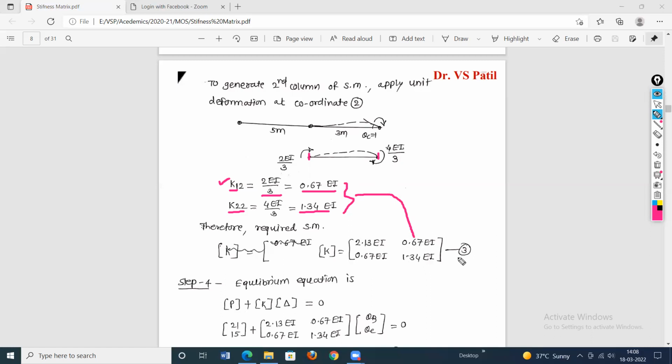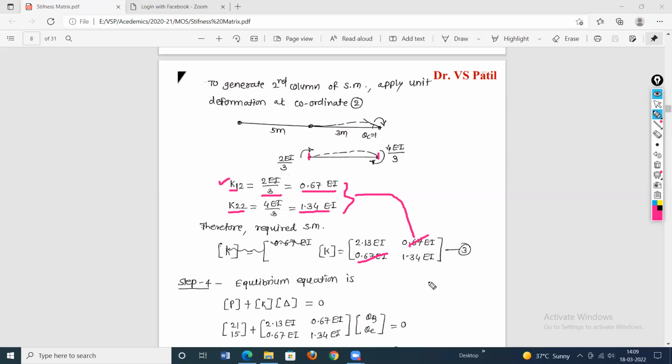So this equation 3 is the required stiffness matrix. Just apply the properties to check whether it is correct or not. First property: it is a square matrix, with 2 columns and 2 rows. Number 2, the stiffness matrix is a symmetric matrix. Therefore K21 must be equal to K12. It is there, so the second property is also satisfied.